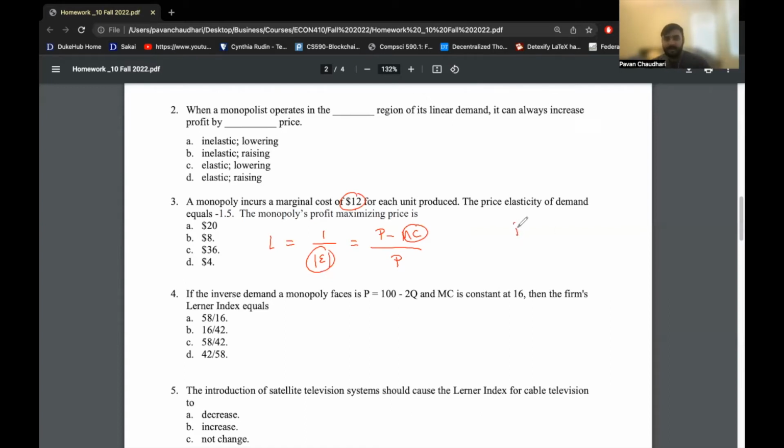So we'd get (P minus 12) over P equals 1 over 1.5. Don't forget to take the absolute value here. So we cross multiply, and we get 1.5P minus 18 equals P. Solve for P, we get P equals 36. And so that's our P star, that's our profit maximizing price. And so we get answer choice C.